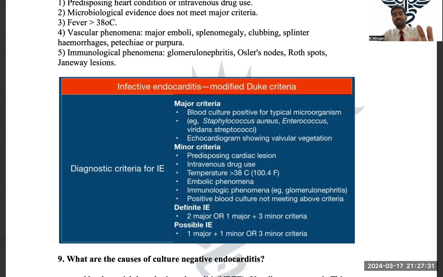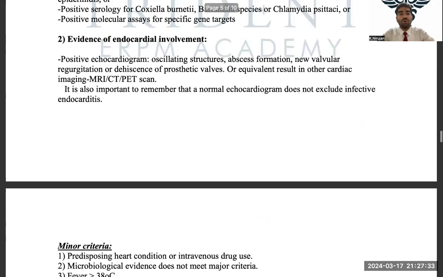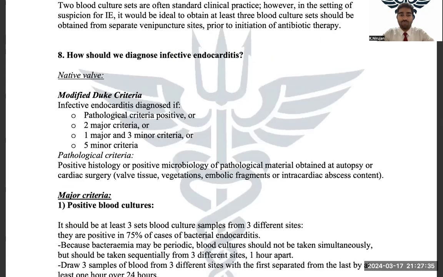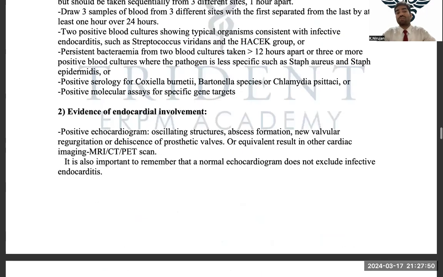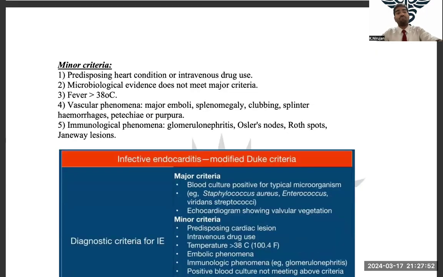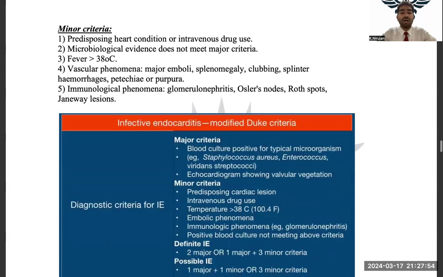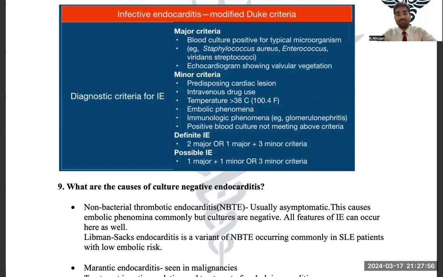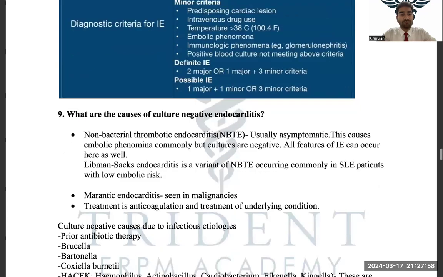Okay, this is basically a summary, as I told you. So at the end, how do you diagnose? If the pathological criterion is present, that's fine. Or if you have 2 major criteria, you diagnose a definite infective endocarditis. Or if you have 1 major criterion and 3 minor, you can diagnose infective endocarditis. Or in the absence of major or pathological criteria, if 5 minor criteria are present, you can diagnose infective endocarditis. This is basically again a summary.